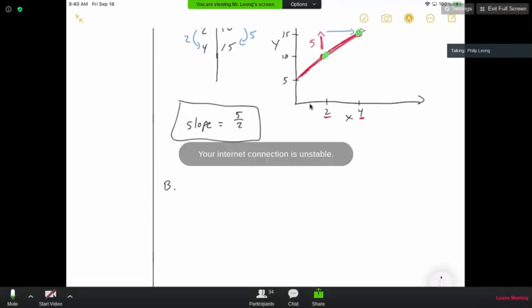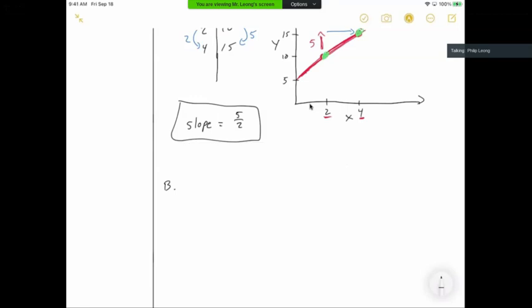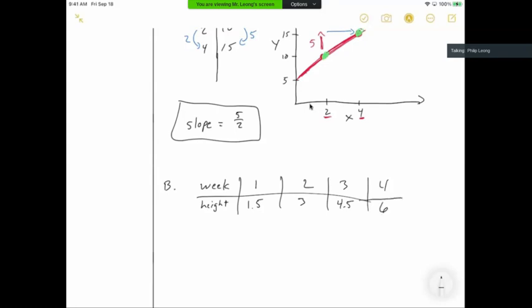So let's say you are planting a plant, and every week you measure the height of your plant. So 1 week, 2 weeks, 3 weeks, 4 weeks, and this is 1.5, and this is in inches, 3 inches, 4.5, and 6. These are all in inches. Go and copy that little table.